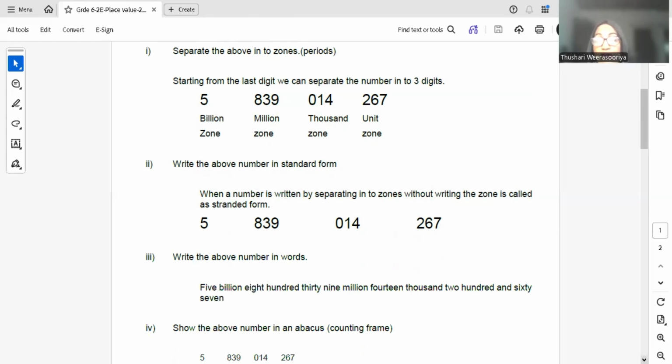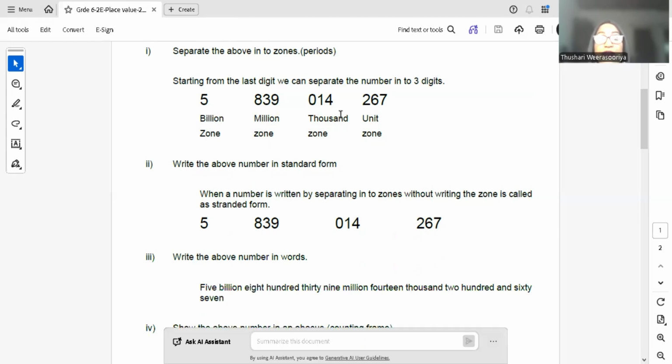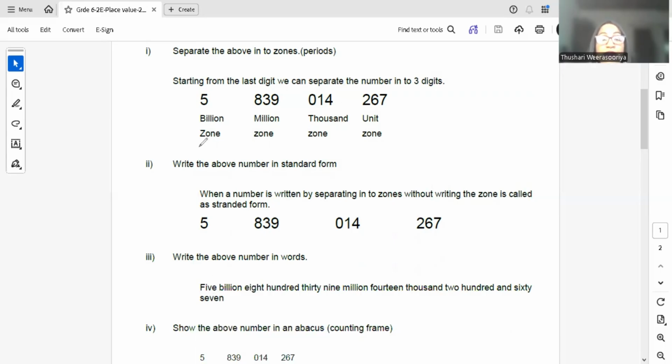Now, this is the most important part. Once you separate into zones, we can read the number starting from the left. 5, followed by the zone name, billion. 839 million. 14,000. You know how to read a 3 digit number? 14,000. 267. We don't say unit. All the other zones we read followed by the zone name, but for the unit zone, we don't say the zone name.